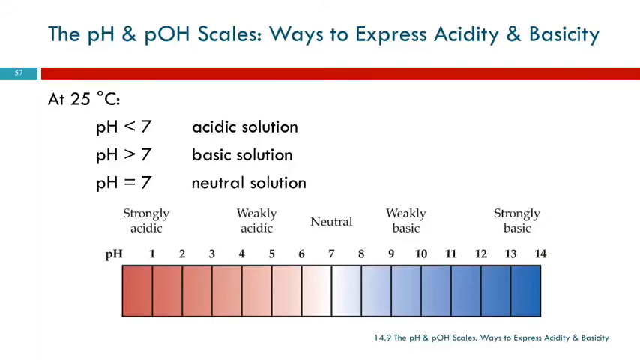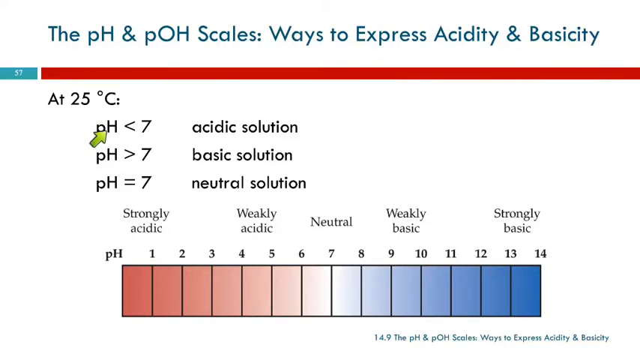So those powers of 10 with the negative numbers are kind of hard to look at, right? You really have to stop and think, and it's easy to make mistakes, and it's just kind of messy. So a different scale was developed to measure acidity and basicity instead of using 10 to the minus 7, 10 to the minus 12, etc.